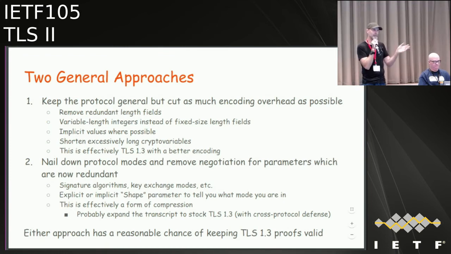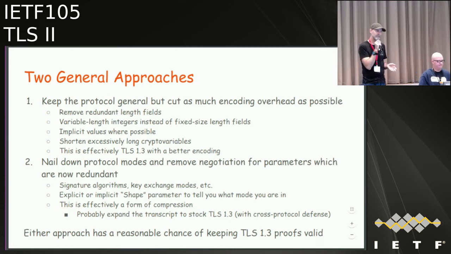It's possible to replace those with variable length integers, and things get smaller. There's also a number of places where you have values which are explicit where they might be implicit. A good example here is that if you only support one elliptic curve type, then why are you bothering to say, here are the curve types to support and here are the key shares that go with it? You can imagine saying, look, I just gave you the key shares and I'm not going to take any others, so don't bother me with an HRR.